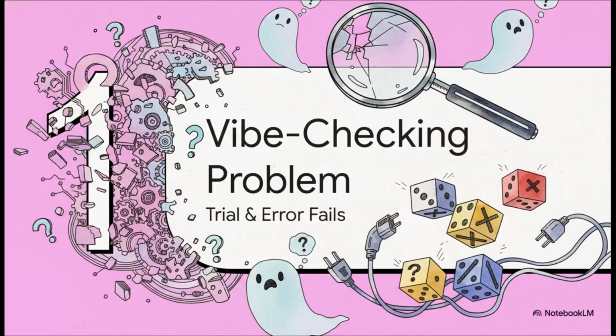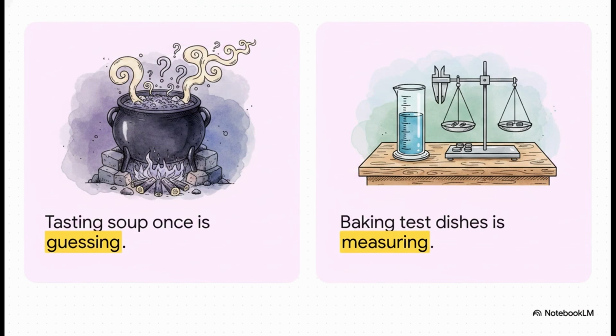I bet it does. This brings us to section 1, the vibe checking problem and why trial and error ultimately fails. Look, most people improve prompts the exact same way they taste soup. You add something, you try it, it seems a little better, and you move on. But here's the fundamental problem. The soup is literally never the same twice. AI models are not deterministic. They give you slightly different outputs every single time you run the exact same input. So saying, well, version 7 feels better than version 6 isn't actually a measurement.